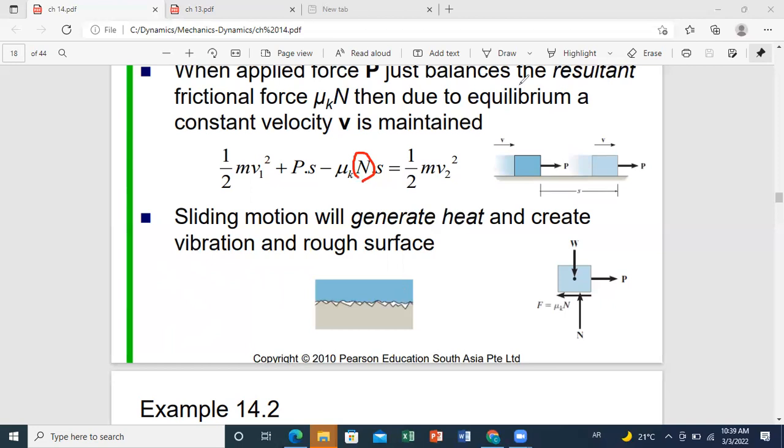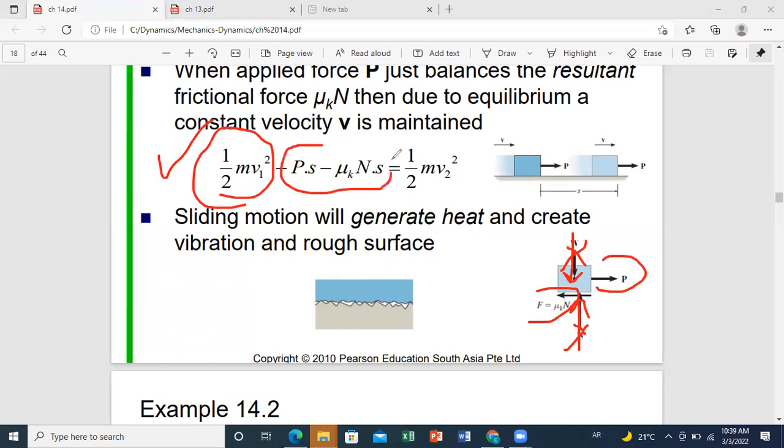Because you can say that if I apply the principle of work and energy here, the normal and the weight are perpendicular to motion, so they will not produce any work. I just have the work of P and the work of friction. So let me apply my theorem. My theorem states that the initial kinetic energy, which is known because V1 is given, is half mv1 squared, plus I should consider the sum of work of all forces acting on my system between state 1 and state 2.